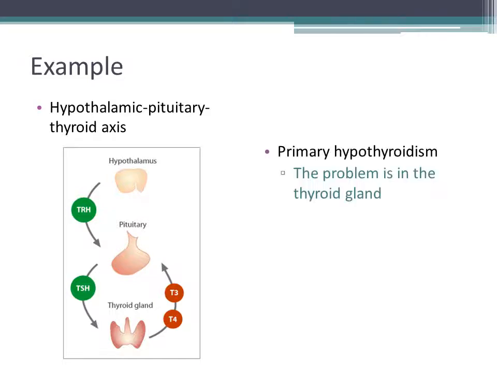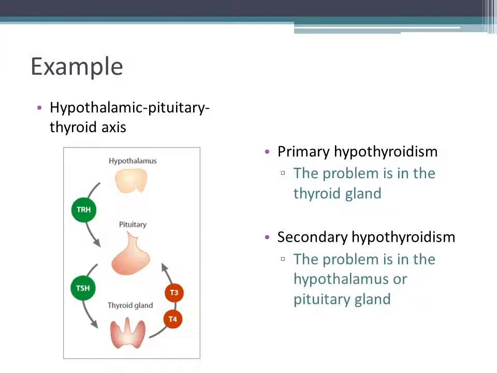Abnormalities in that axis may lead to either high TSH, low free T4, or high T4, low TSH, depending on the situation. So primary hypothyroidism, for example, is when the problem is in the thyroid gland itself. It's unable to produce T4 and T3. Therefore, you will end up with high TSH because T4 and T3 are low. They're not able to exert negative feedback on the pituitary, which results in elevation in TSH, trying to stimulate the thyroid gland to produce more hormones.